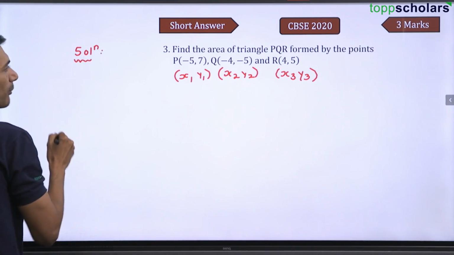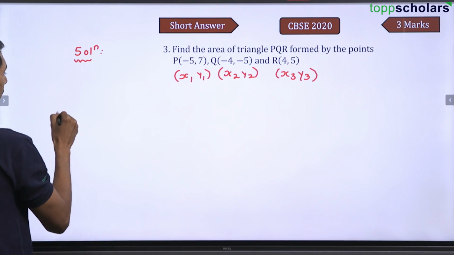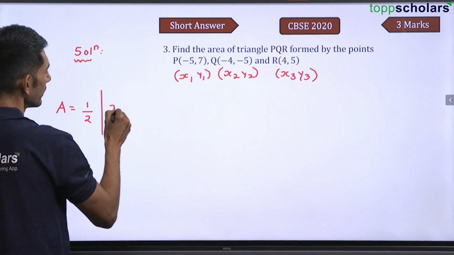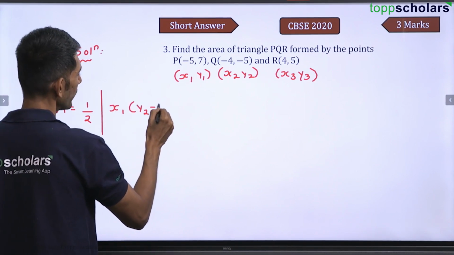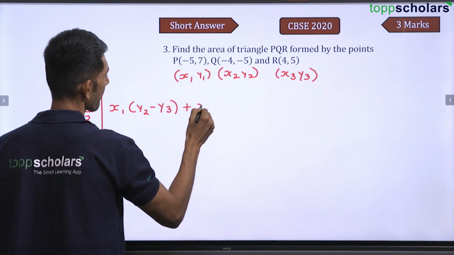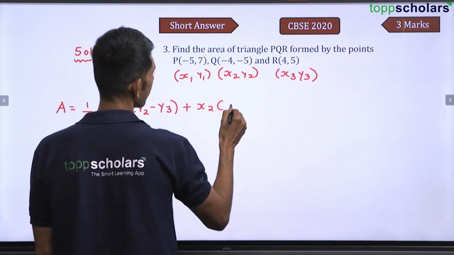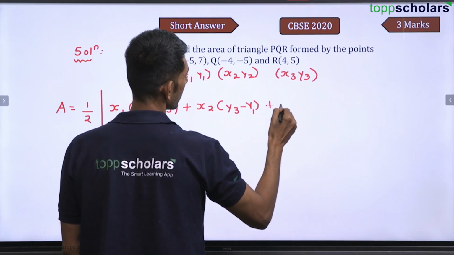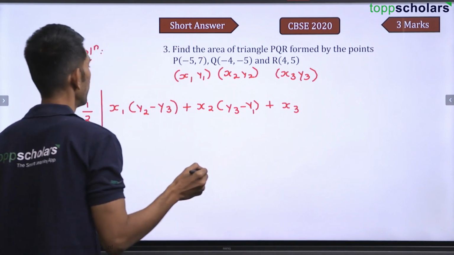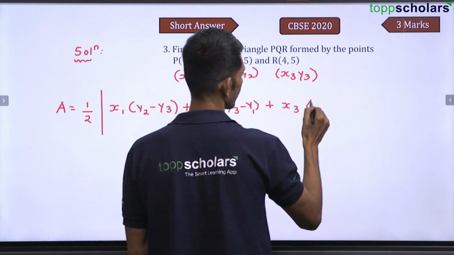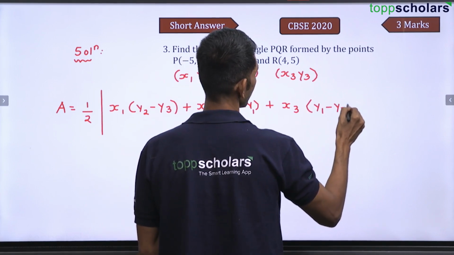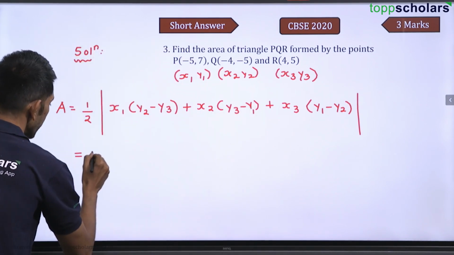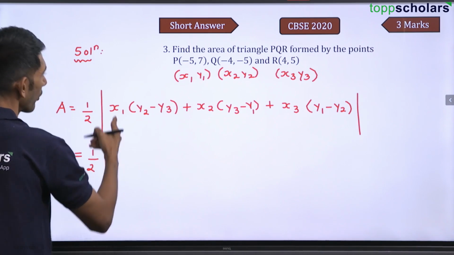We solve this by using the formula for area of a triangle. So what is the formula? Area of triangle is given by half of, we put modulus, so x1 into y2 minus y3, plus x2 into y3 minus y1, plus x3 into y1 minus y2. Correct? So all we need to do is substitute the values here.